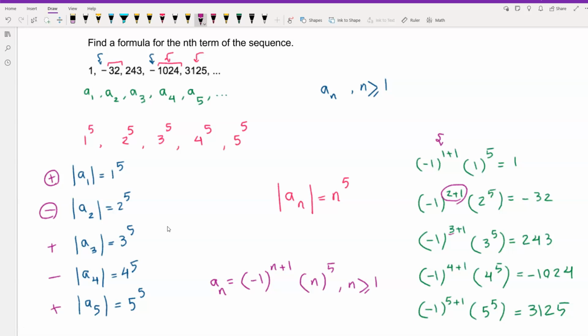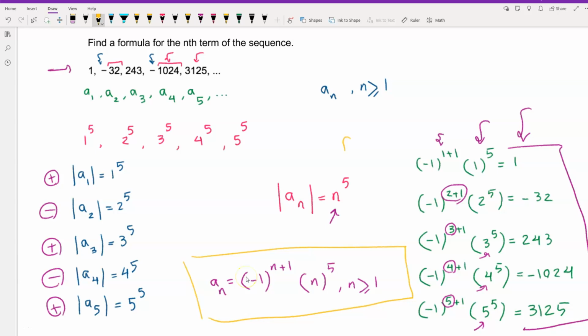For A sub 3, n is 3, 3 plus 1 is the power, so negative 1 to the 4th power is positive. For A sub 4, we have 4 plus 1, the power is 5, so negative 1 to the 5th power gives a negative sign. For A sub 5, n is 5, so 5 plus 1, the power is 6, and negative 1 to the 6th power is positive. So we have positive, negative, positive, negative, positive. And then multiply by what we had from the other part: 1 to the 5th power, 2 to the 5th power, 3 to the 5th power, 4 to the 5th power, and 5 to the 5th power, and we have exactly the same numbers that were given on top. So based on these two steps, our formula is a sub n equal to negative 1 to the power n plus 1, times n to the 5th power, where n is greater than or equal to 1.